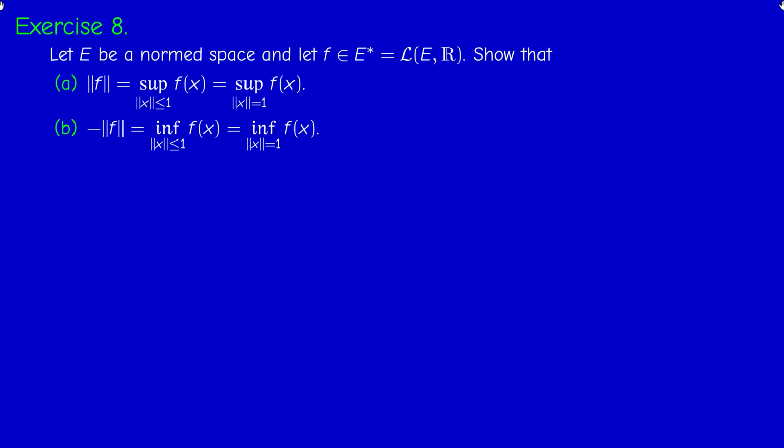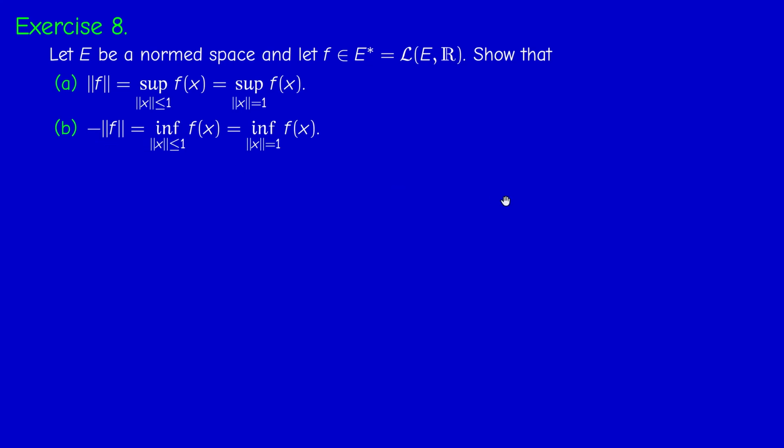So let us start with exercise 8. We have a normed space E, and we have an element f in the dual of E. We have to show that the norm of f, the operator norm of f, which is the supremum of the absolute value of f(x) on the closed unit ball, we can remove the absolute value, as I said in the lectures. And second, if we take the infimum of f(x) on the closed unit ball or on the unit sphere, we get the opposite of the norm of f.